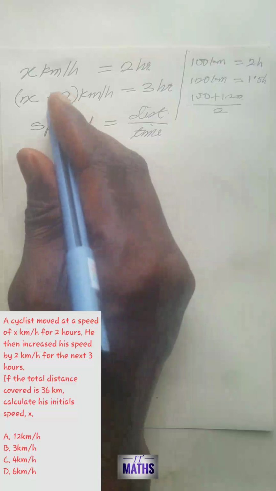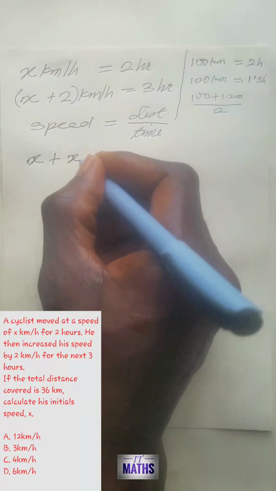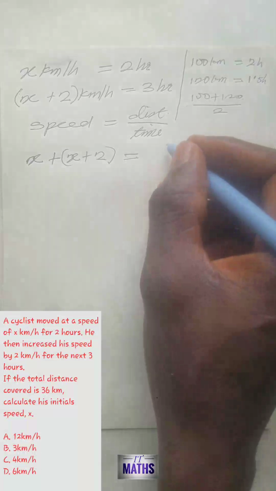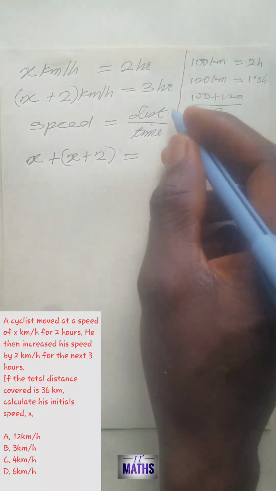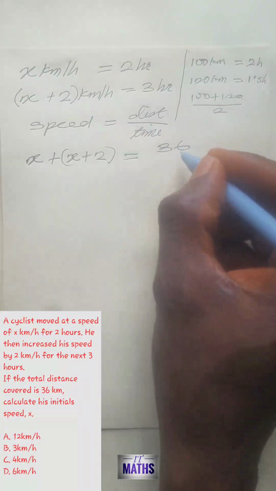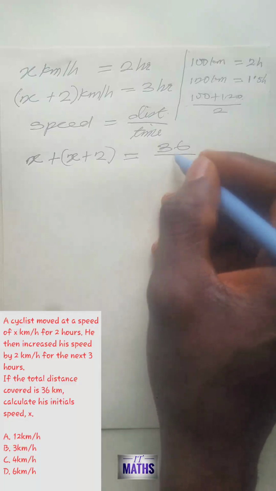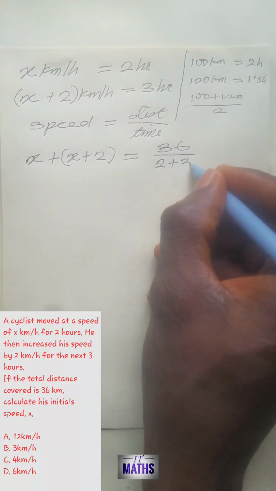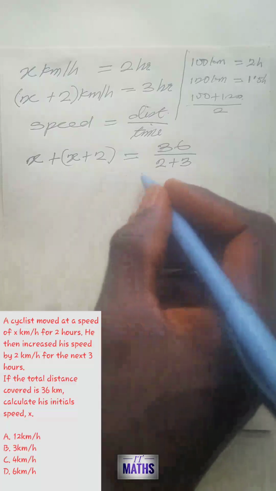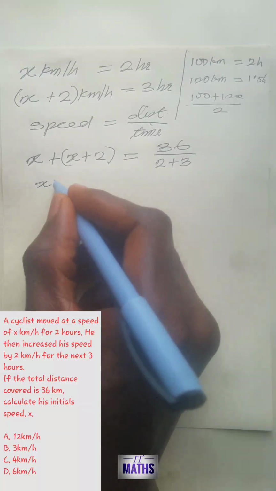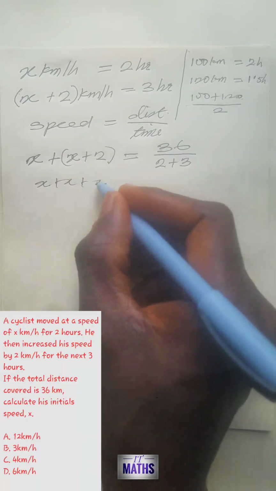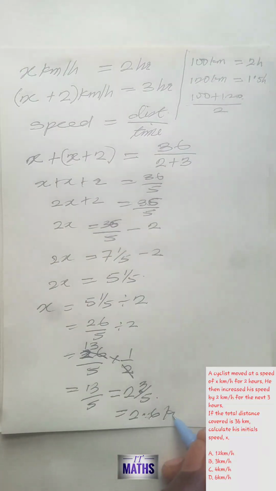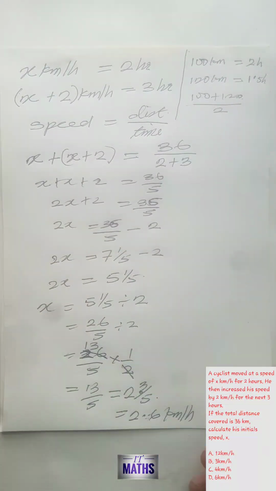This first speed is what? Added to the second speed. This is the second speed, right? And that is going to give you, what's the total distance covered? 36, see it in the question, kilometers, divided by what's the total time? The first time 2 hours plus the second time 3 hours. A student might think they can solve this. This is x plus 2 kilometers per hour. It's not there as an option.